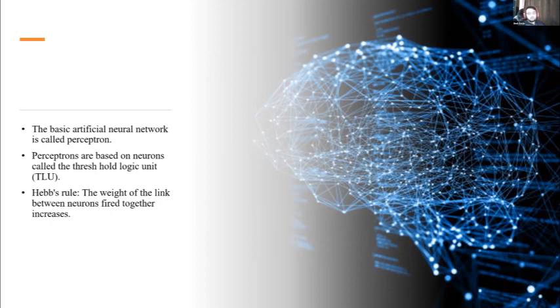If biological neurons often stimulate each other, their connections get stronger. Based on this principle, Hebb's rule was developed, saying that the weight of the link between neurons that fire together increases. Perceptrons are trained according to this rule. The neurons which reduce the error increase the weight of their connections.